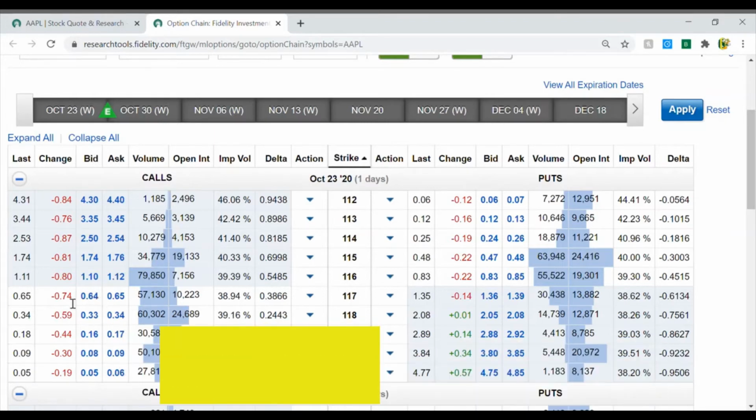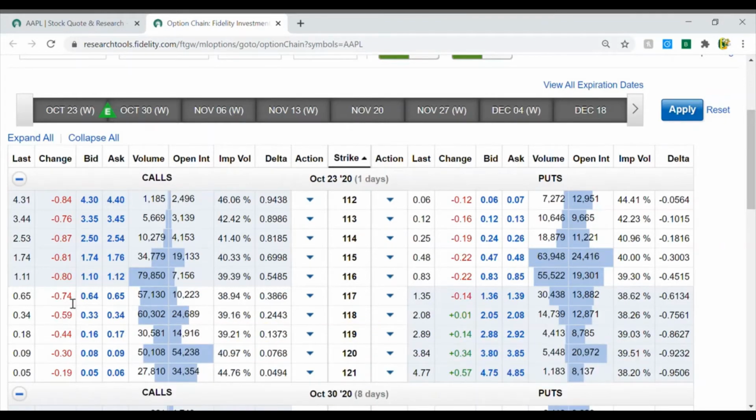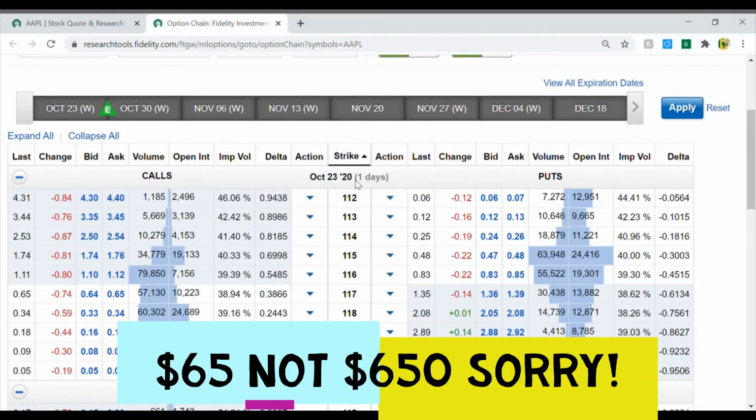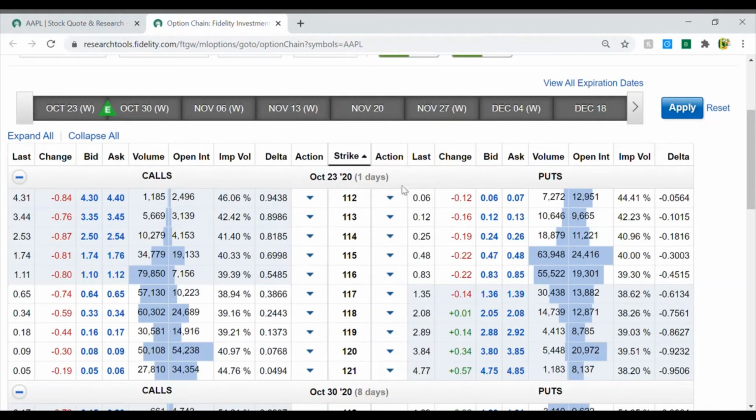So the change is representing the amount the premium has changed, or the price per share, I'll say, in a given day. So you can see this negative 74 cents per share. It's gone against the sellers of the option. And the last means the last price that the option was sold at. So it was sold for $650 a contract.